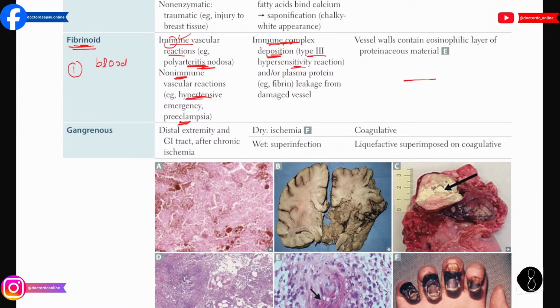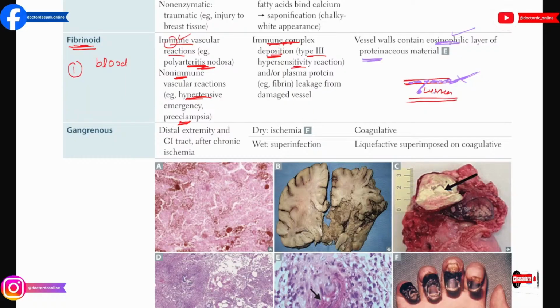So I will explain again with an example. Let's suppose this is the blood vessel, this is the vessel wall, and this is the lumen. When this vessel wall becomes damaged, there is protein which goes from the lumen toward the vessel wall. When the protein gets deposited in this vessel wall, it looks eosinophilic under the microscope. Why? Because of this protein, because of this fibrin. Fibrin is basically a proteinaceous material, and when it gets deposited in the vessel wall, it looks eosinophilic under the microscope.